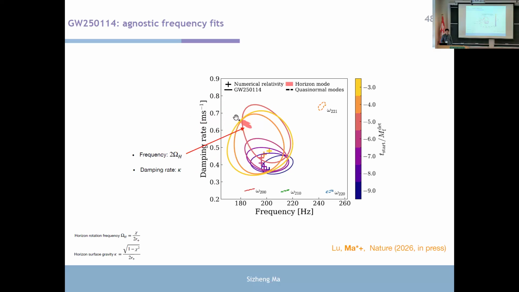For this horizon mode, its frequency is around 2 omega_H, where omega_H is the horizon rotation frequency, and the decay rate is the horizon surface gravity kappa. So by analyzing this event, we can really use real observational data to touch the near-horizon region. It is quite cool, isn't it?